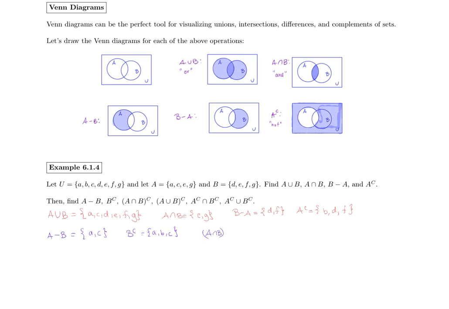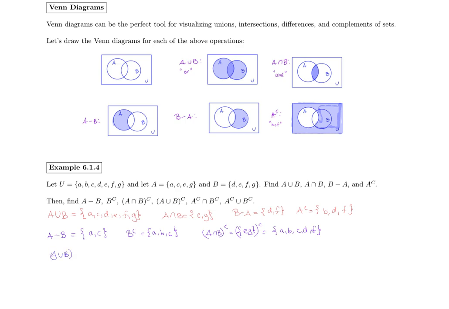If we look at the complement of A intersection B, we know that the intersection of A and B is the set E and G. And we want to find its complement, meaning all of the elements in the universal set that are not E and G. So we would have A, B, C, D, and F. Interesting how that happens.